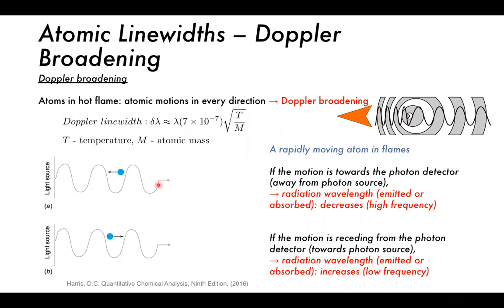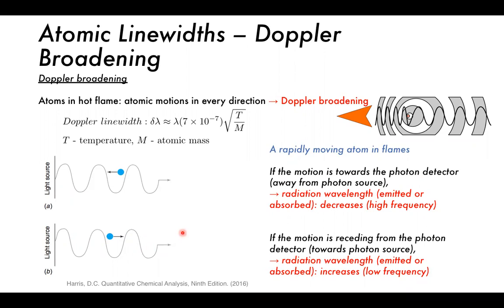So here are a couple of Doppler broadening cases. Here we have a light source, which is passing this way towards an observer or a detector. And so the sample is moving towards that photodetector. So if the motion is towards the photon detector and away from the photon source, which would be this one, actually, the light source is here and it's traveling in this direction. So this is moving away from the photon source. It's moving towards the photon detector, then the radiation wavelength emitted or absorbed decreases.